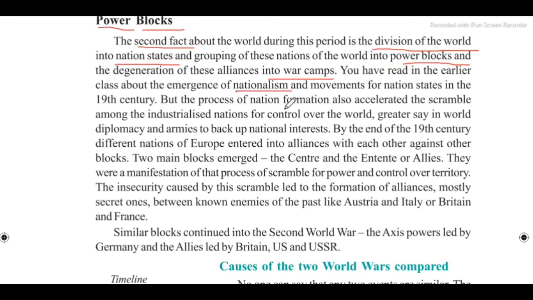And in this formation, many nations had diplomatic alliances with other nations, and this ultimately resulted in alliances. Their main interest was to have complete control over the world. In this search, they developed alliances, and these alliances ultimately led to World War I and II.